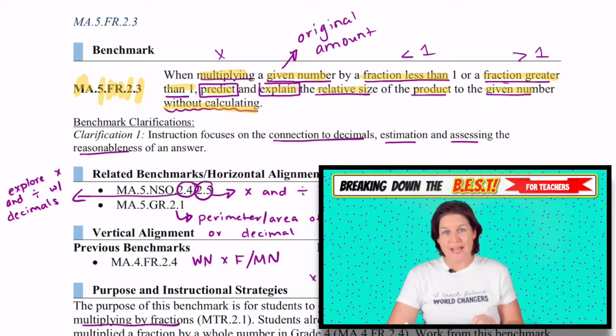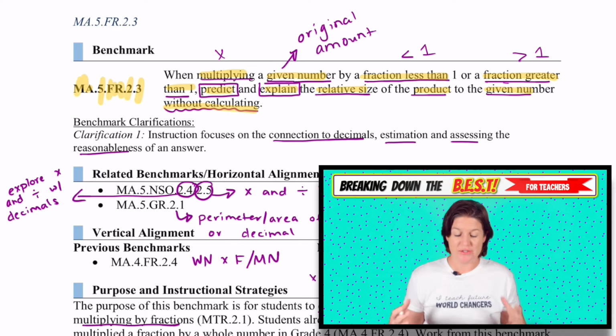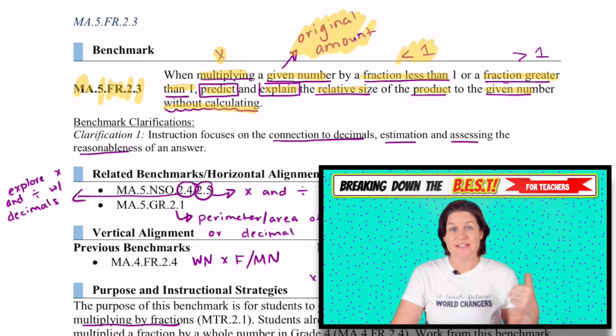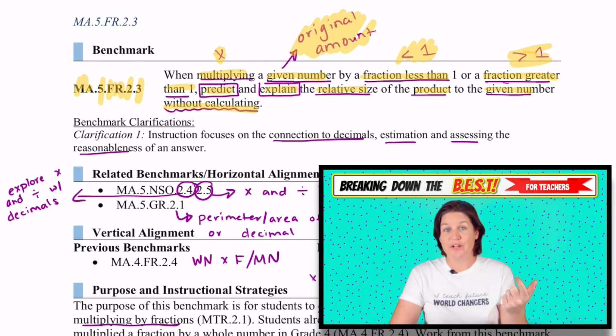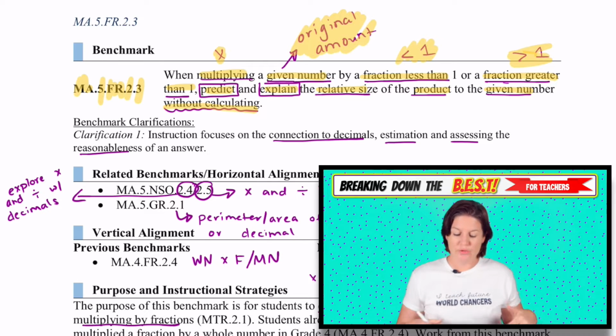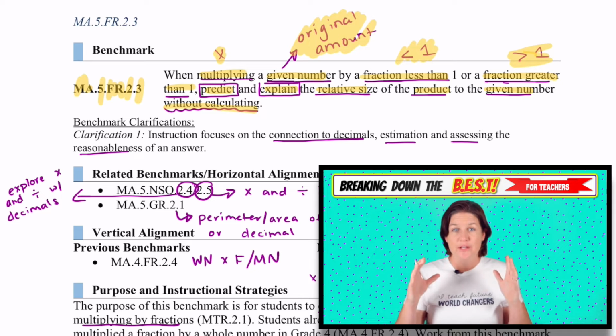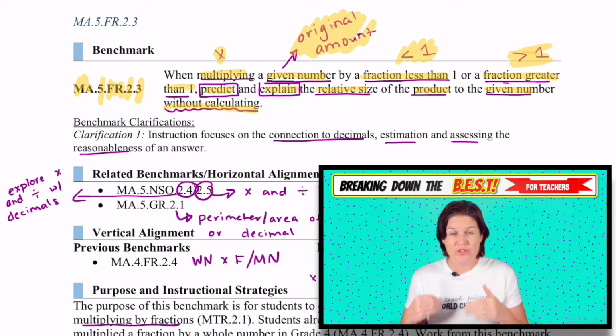Now this sounds really heavy, but it's actually a very simple understanding. So let's break this down a little bit more. It says when multiplying a given number, which we'll call our original amount, by a fraction that's less than 1, where the numerator is less than the denominator, or a fraction greater than 1, like an improper fraction like 9/8, where the numerator is greater than the denominator, we can use that to predict what's going to happen to that product. This sounds very wordy, but as we progress, you're going to see that it's actually a very simple skill, okay?